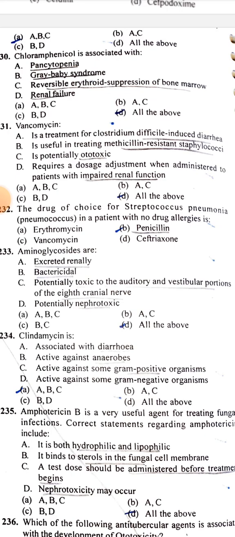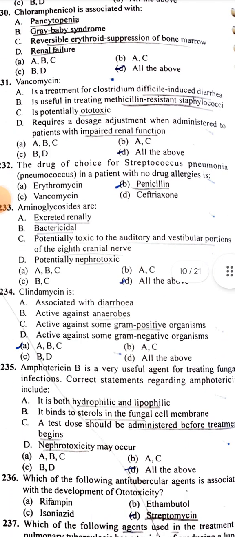The drug of choice for Streptococcus pneumoniae in patients with no drug allergies is penicillin. Aminoglycosides are excreted renally. These are bactericidal and potentially toxic to the auditory and vestibular portions of the 8th cranial nerve and potentially nephrotoxic. Clindamycin is associated with diarrhea. It is active against anaerobes and active against some gram-positive organisms.